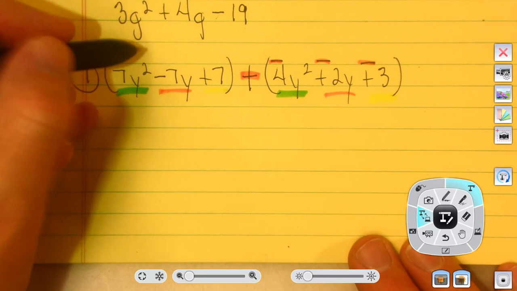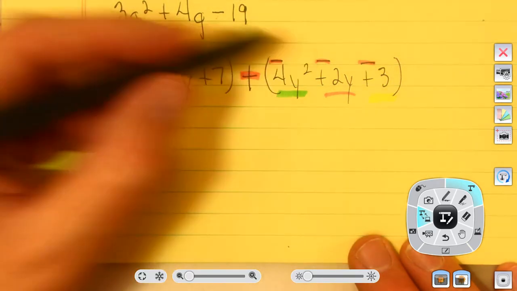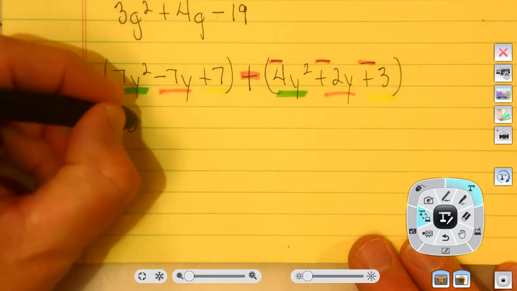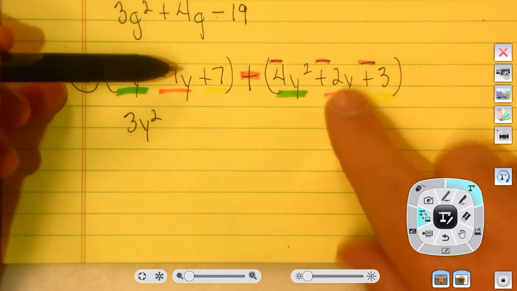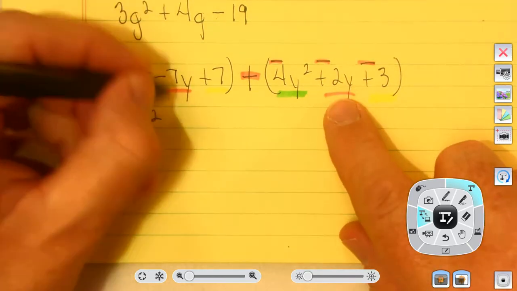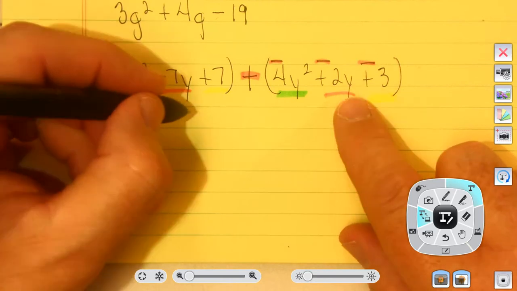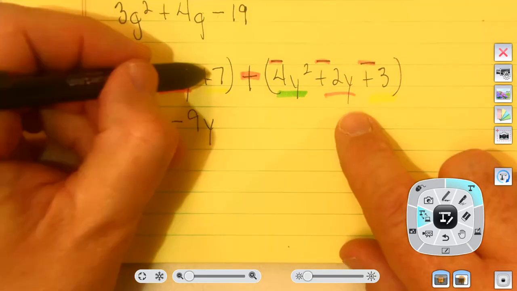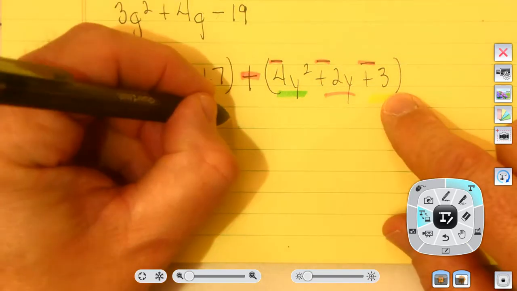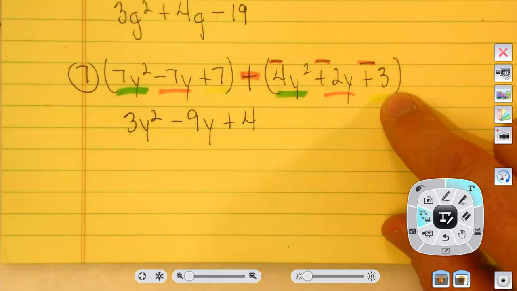So this is 7y squared, negative 4y squared. That'll be 3y squared. Negative 7y minus 2y, both are negative, so I'll add 7 and 2 and get negative 9y. Last, 7 and a negative 3, positive 4.